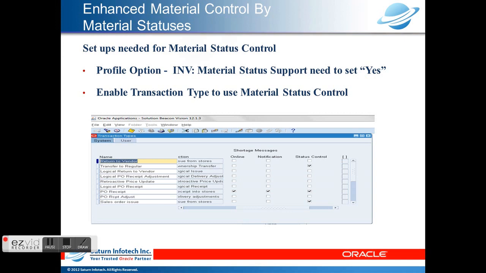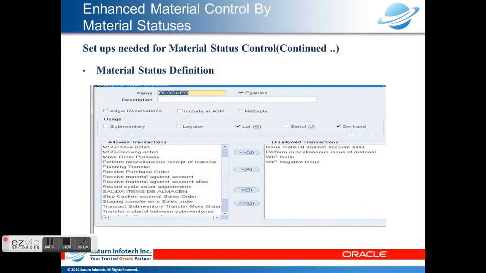Let me show you what the setups are that are needed to have material status control in the inventory. In the profile option, Inventory Material Status Support needs to be set to Yes. Then you need to enable the transaction to be eligible for the status control. If you do not have a transaction enabled for status control, then that particular transaction will not follow the material status control restrictions.